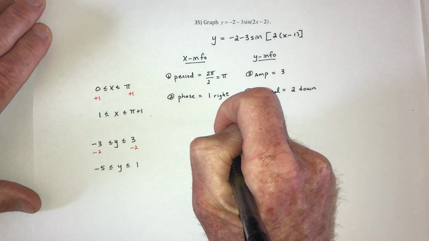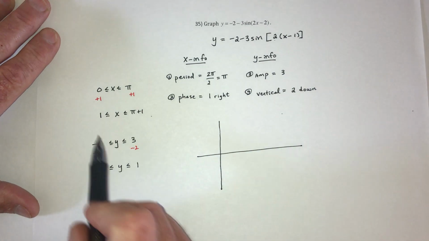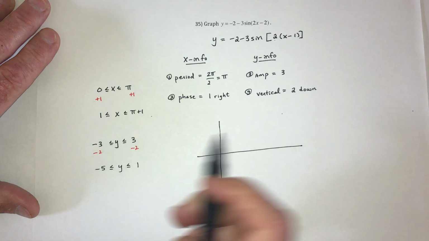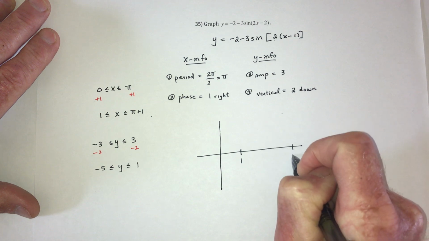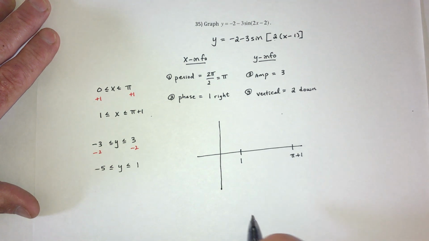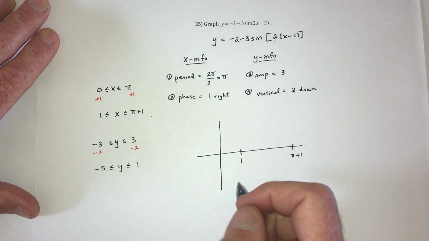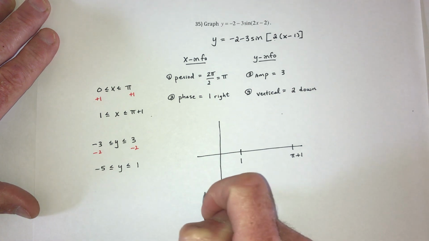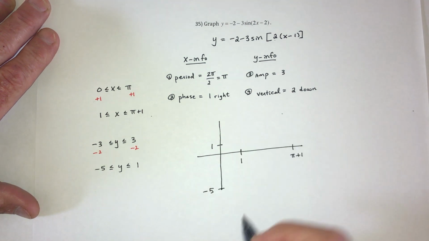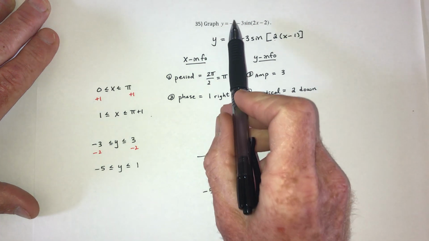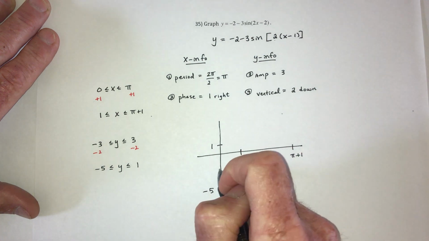Now I'm ready for the graph. So x is going to go from 1 until pi plus 1. The y's are going to go from -5 to a +1. And this number right here is going to be what goes in the middle.